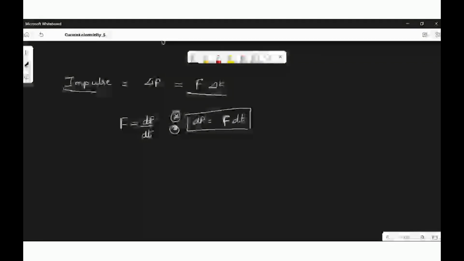There is one more definition given. A large force acting for a short time to produce a finite change in momentum is called an impulsive force. You can define it any way you want.